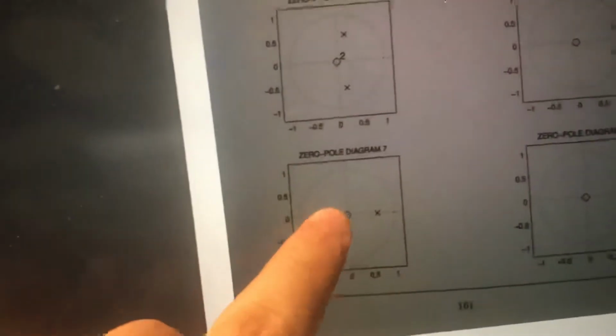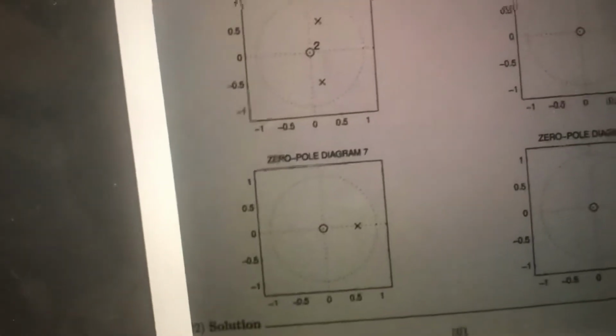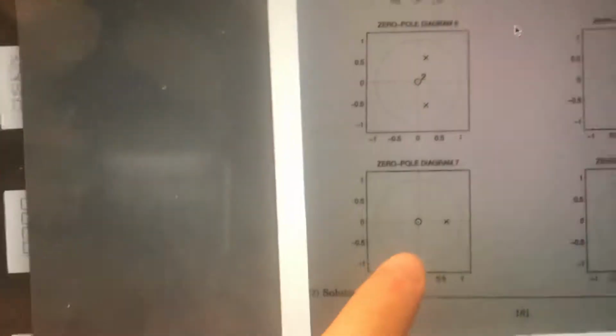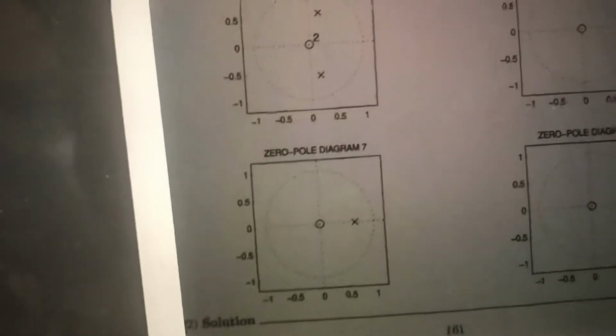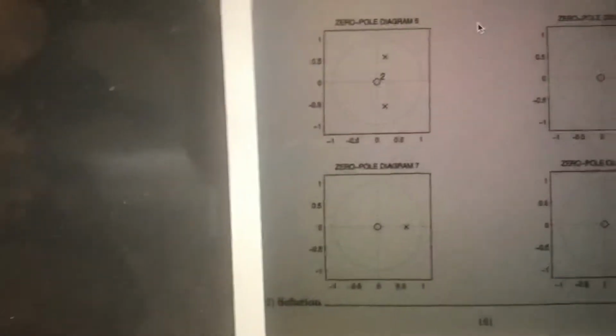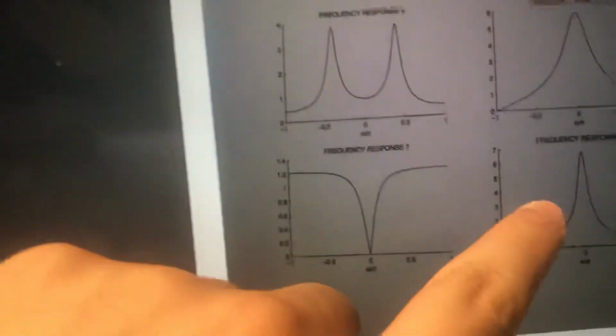Then let's look at Z7 and Z8. They only have trivial 0 points, and their poles are on the positive side of the x-axis. So Z7 and Z8 correspond to F3 and F8.